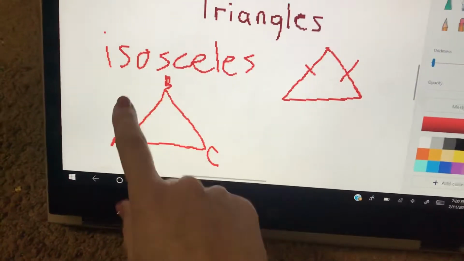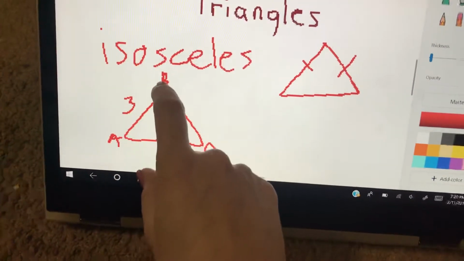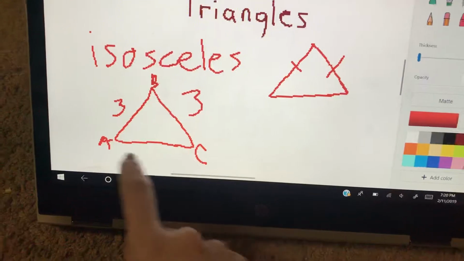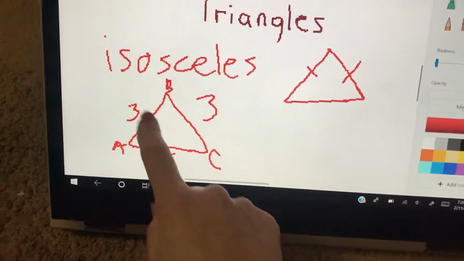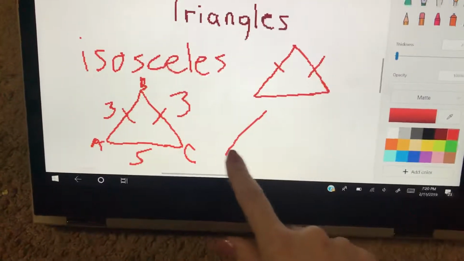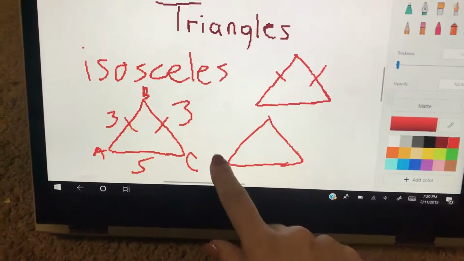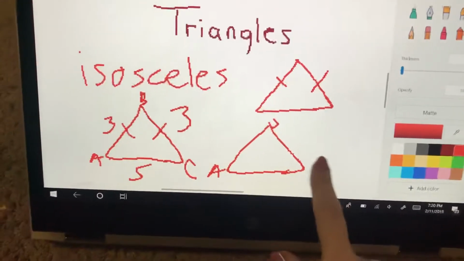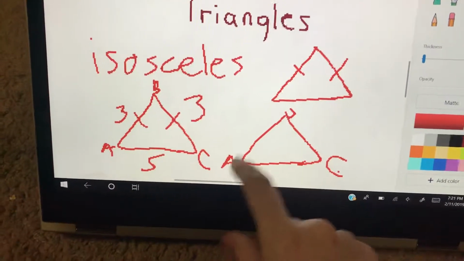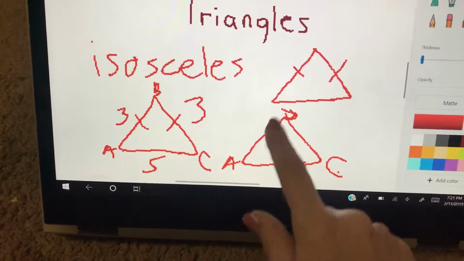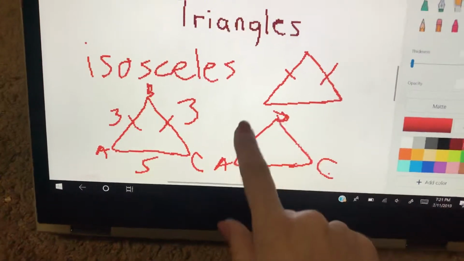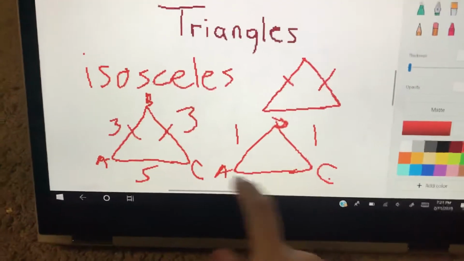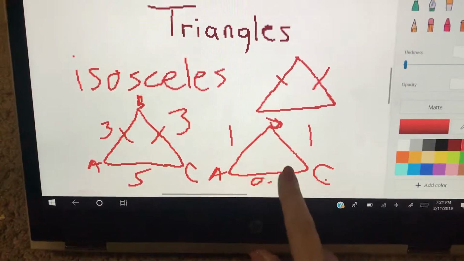So here's an example. So we'll have this side, label them again A, B, C. The length from A to B is 3. Length from B to C is also 3, but then the length from C to A is 5, therefore making it isosceles. And another example, let's see, length from A to B is 1, B to C is 1, and A to C is 0.5.